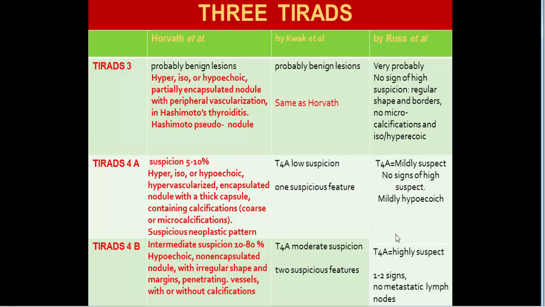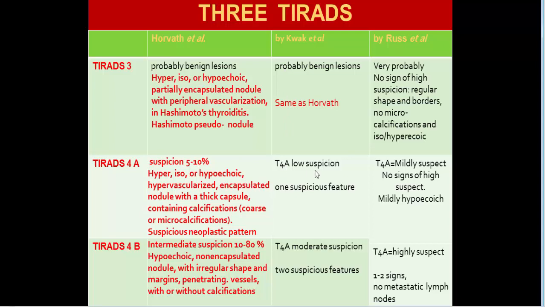TI-RADS 4, we start to talk about suspicious features. TI-RADS 4A is present by Horvath, and TI-RADS 4A, B, and C are present by Kwak. TI-RADS 4A is suspicious, with 5 to 10% of malignancy.